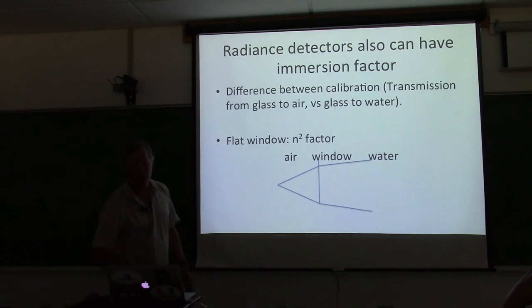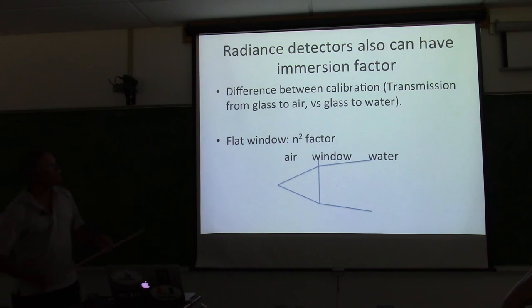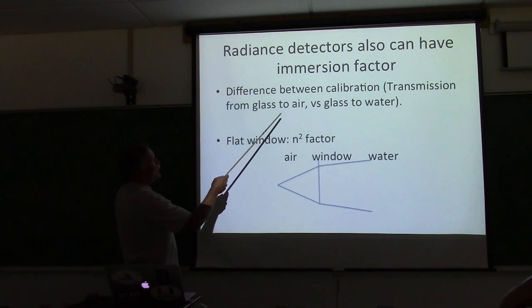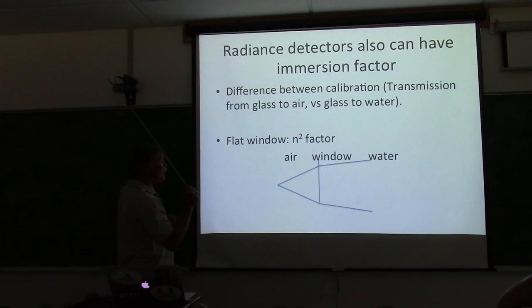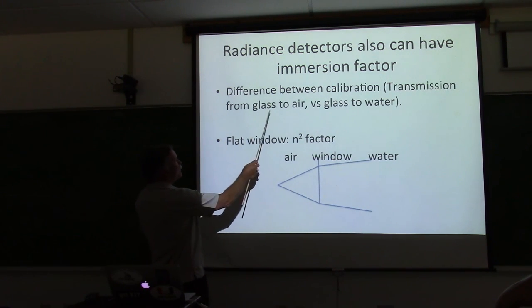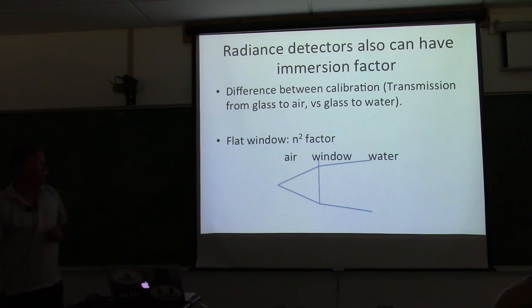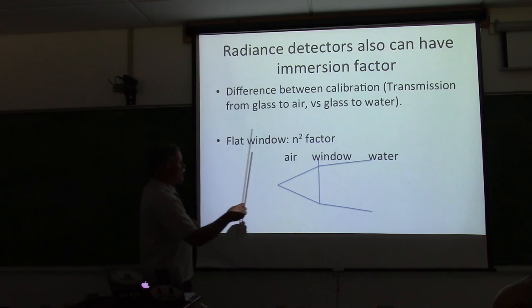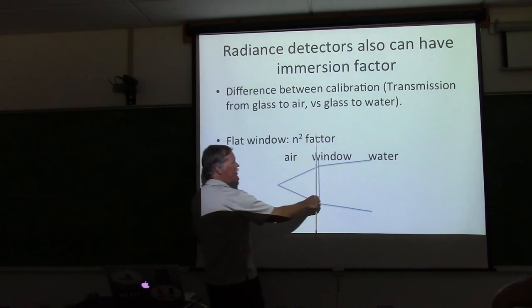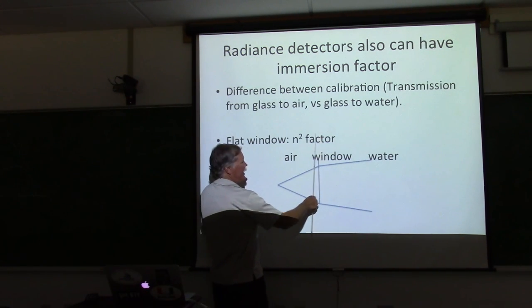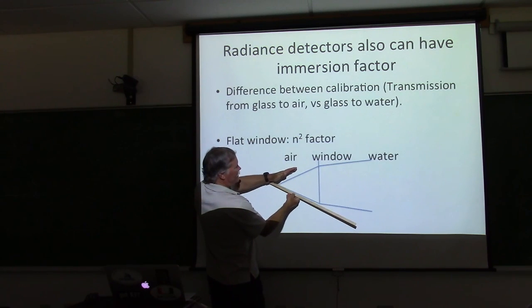Radiance detectors also have immersion factors. You calibrate in the lab, typically in air, so if you have a window, the transmission from glass to air is different than from glass to water, so you have to account for that. The other thing is a lot of radiance detectors have a flat window, and so the solid angle acceptance changes.